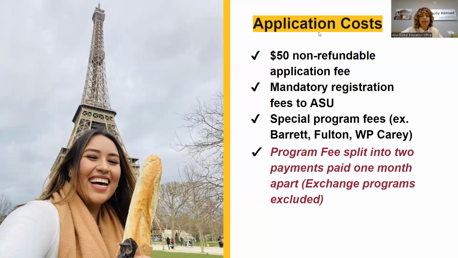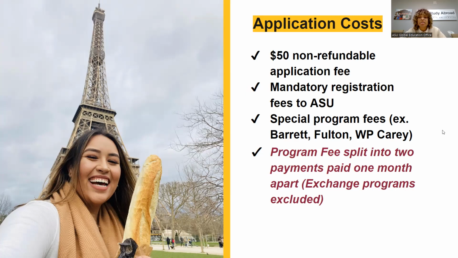So these are some of the application costs that students can expect. So first, students will have to pay a $50 non-refundable application fee. So for every application that you submit, there is a $50 fee. Students also will expect to pay any mandatory registration fees to ASU that you typically pay. If you're curious about what this looks like, I would just Google ASU mandatory registration fees to get a better understanding of the deadlines and what these fees look like.